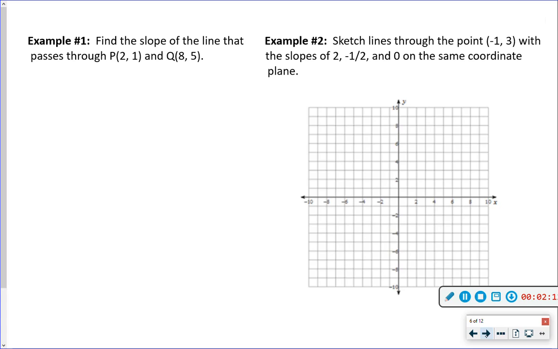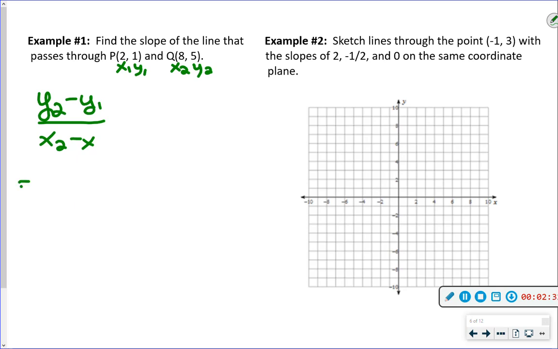Okay, let's do it. Find the slope of the line that passes through those points. Okay, so no graph grid, so all I'm going to do is use my formula, my y2 minus y1 over x2 minus x1. And it's up to you if you want to label the points. I'm going to label them just for dramatic effect. So y2, my second y is 5, minus the first y, second x, minus the first x. And we're just going to simplify.